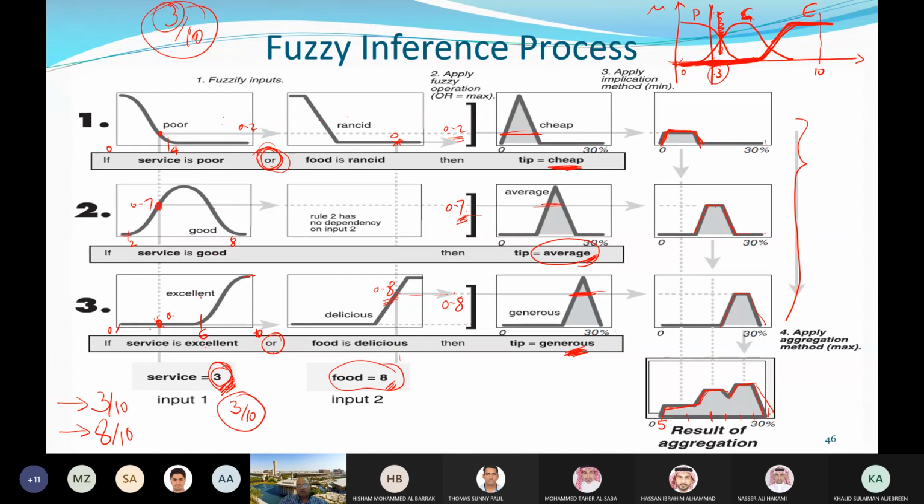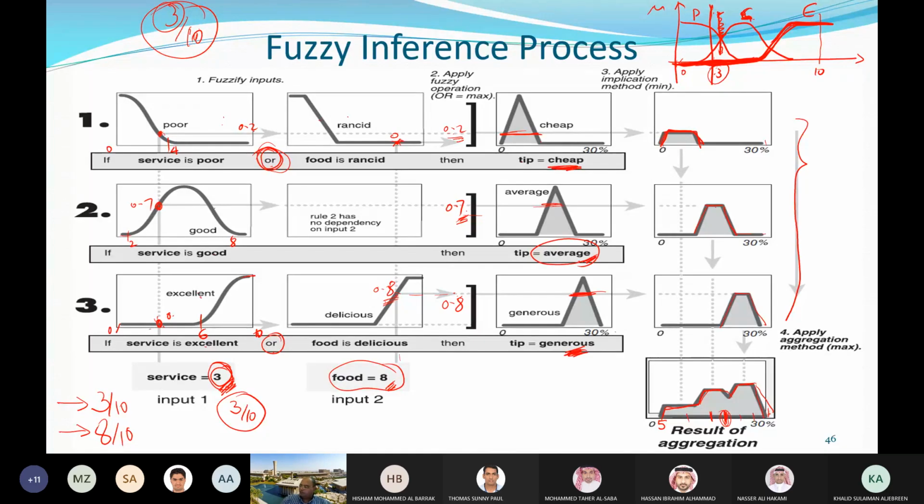So you have 3 rules fired here based on these inputs, and these are the outputs of the 3 rules, and you add them up, and this is the total output. This is the aggregated output, right? The next step is to find, okay, this is the aggregated output, but how much exactly will I give as the tip? So this is the defuzzification step.